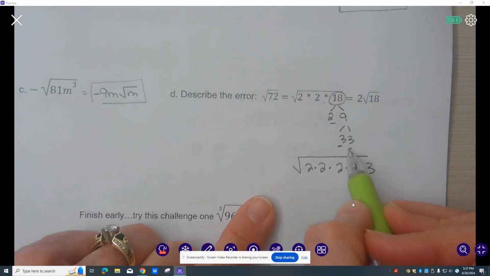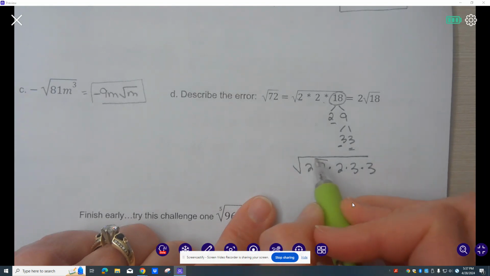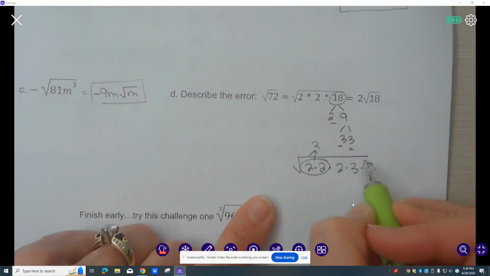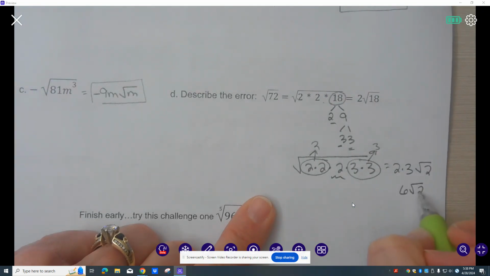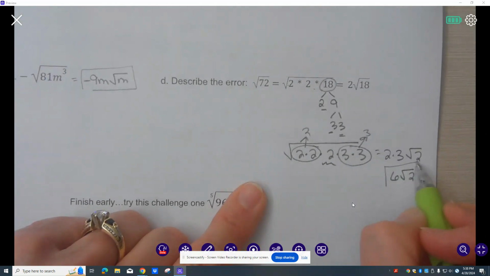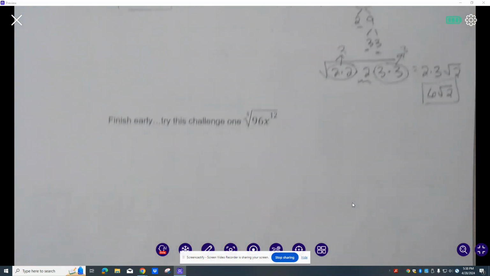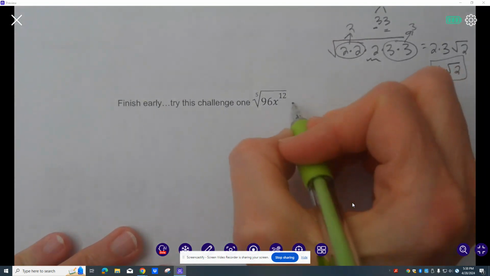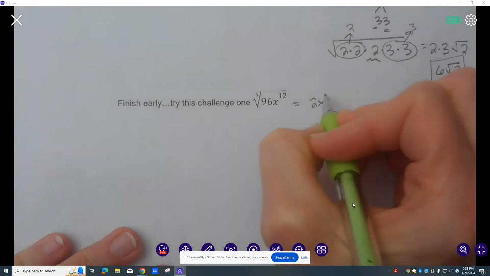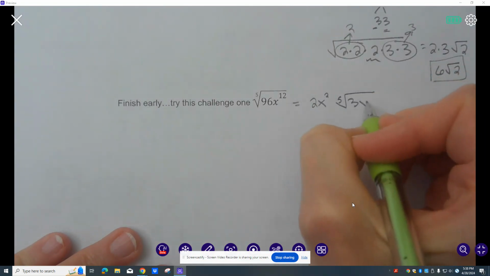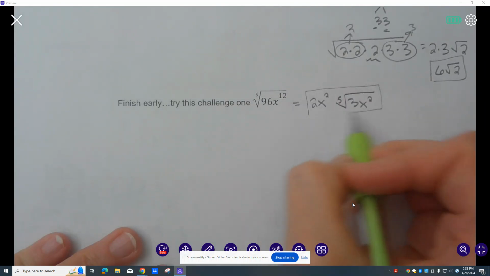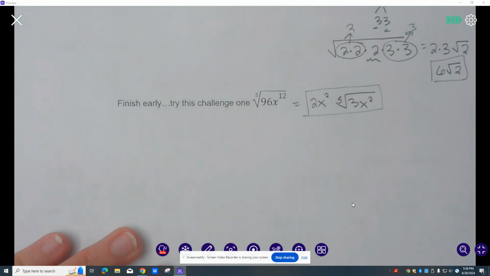18 is not a prime number. So if I jailbreak this, I have a 2 on the outside and a 3 on the outside. So outside I have 2 times 3, and that 2 is stuck. So I would get 6 square root of 2. Okay, and then the challenge one, if you tried that, bravo. If you got it right, even more bravo. This is a 5th root, super high security. So you had to circle groups of 5 for this one. That is the answer.